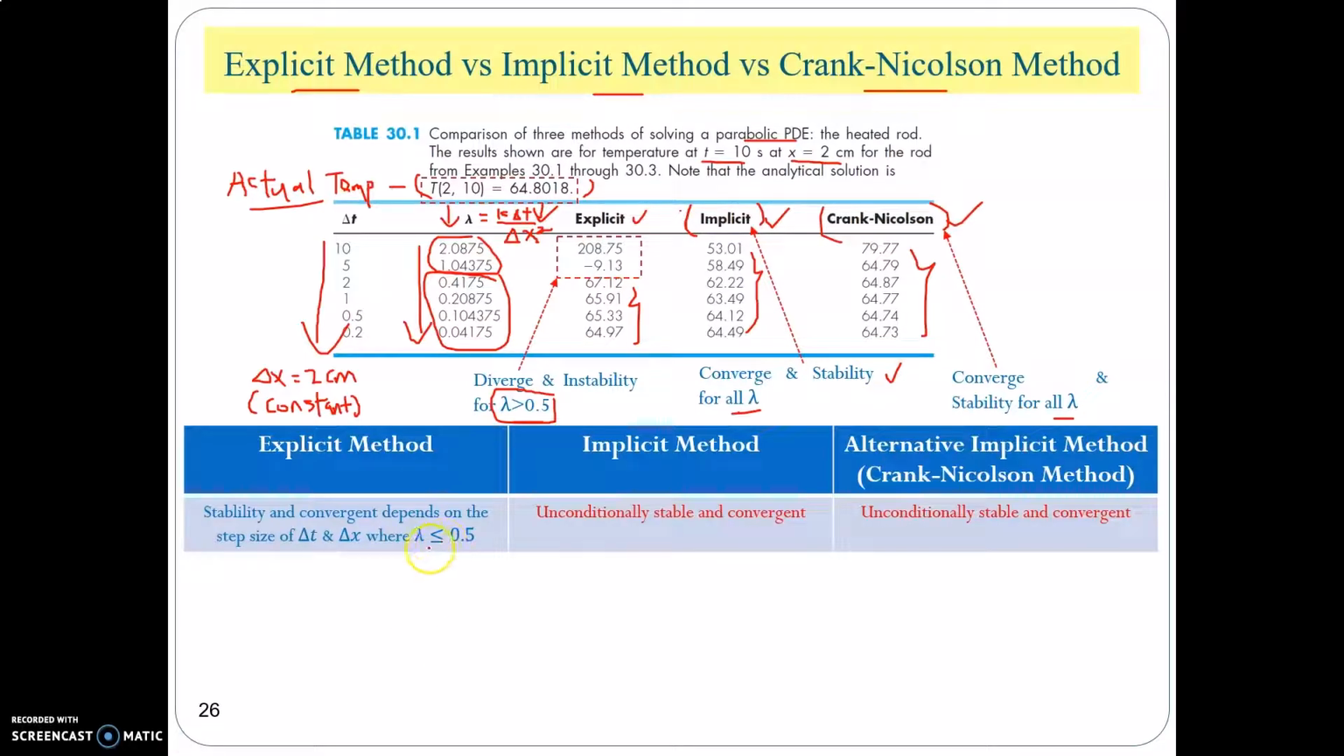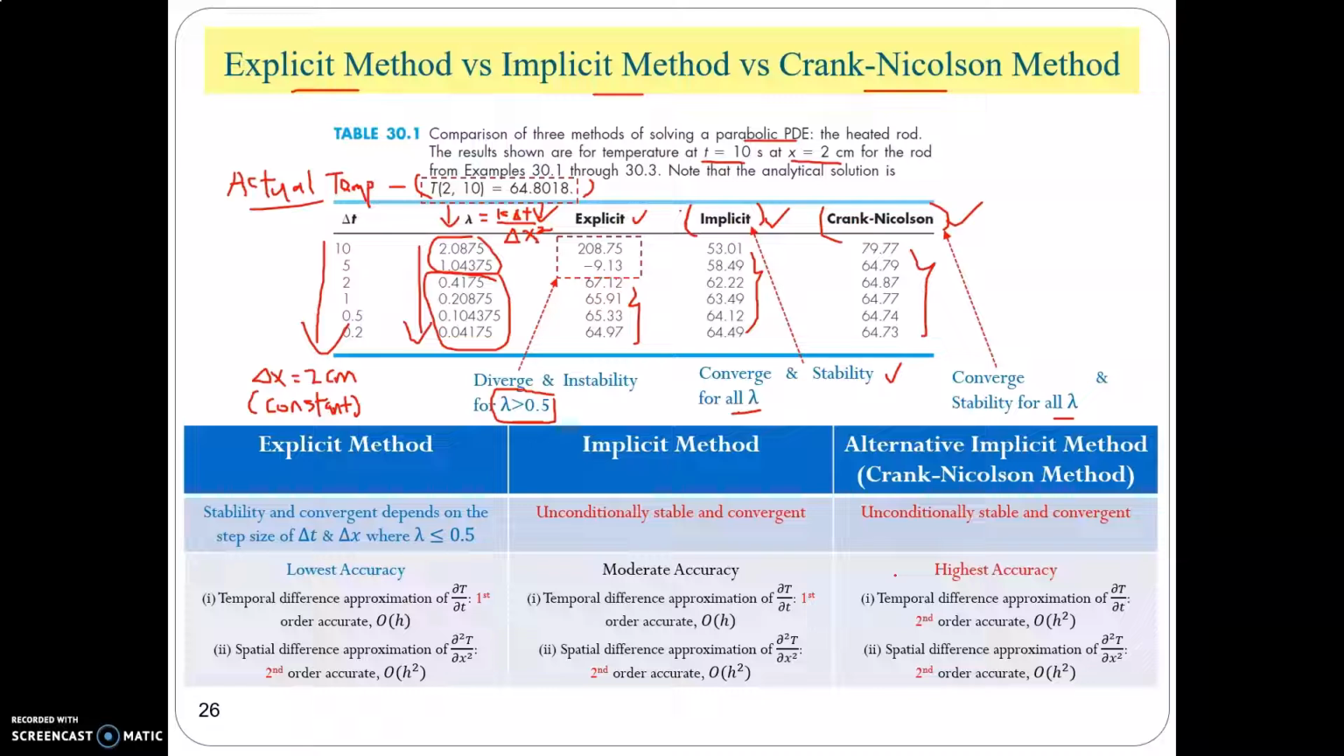So bear in mind that when you can choose the lambda to be less than or equal to 0.5, then we can use the explicit method to obtain a stable and converged solution. For the cases that you want to save the computational time and make the delta t large, in this case, when you have the lambda greater than 0.5, we can still use the implicit method or the Crank-Nicholson method to solve the problem in order to obtain a stable and converged solution.